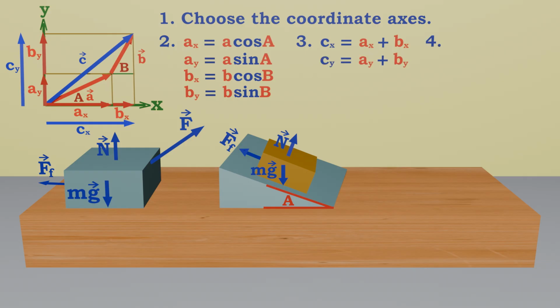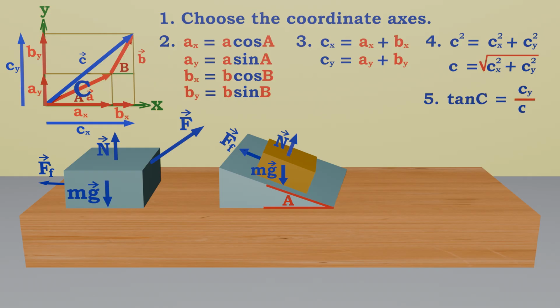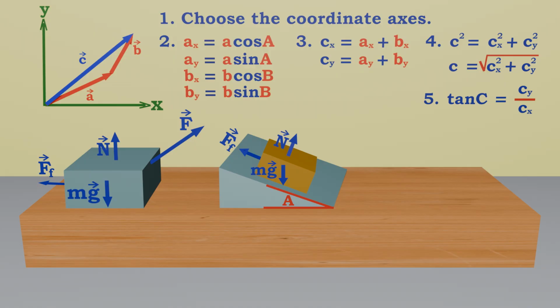Step 4. Find the magnitude of the resulting vector using the Pythagorean theorem. Step 5. Find the direction of the resulting vector using the formula tangent of c equals cy divided by cx. We see that the number of calculations is quite large, so let's try to simplify our work.